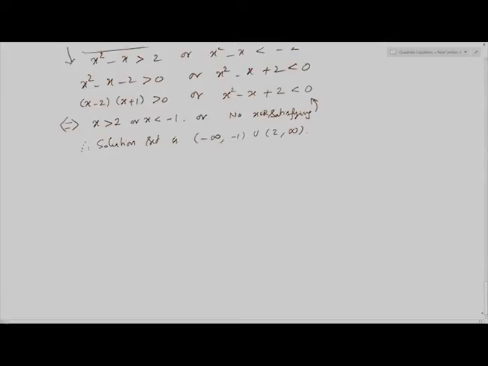Next, a similar type of quadratic inequality, but involving modulus signs. Consider this: x square minus 2x minus 5 times modulus of x minus 1 plus 7 less than or equal to 0.